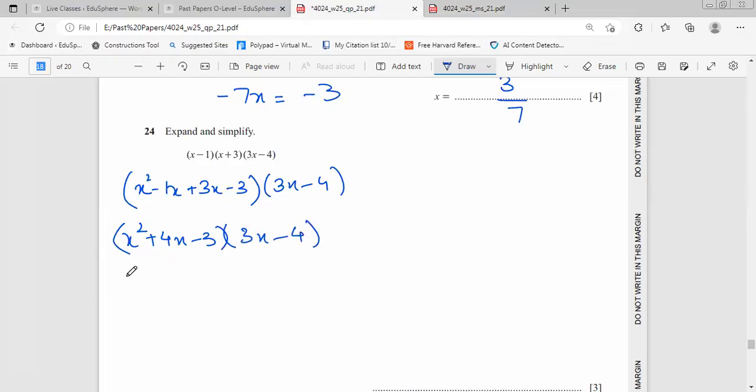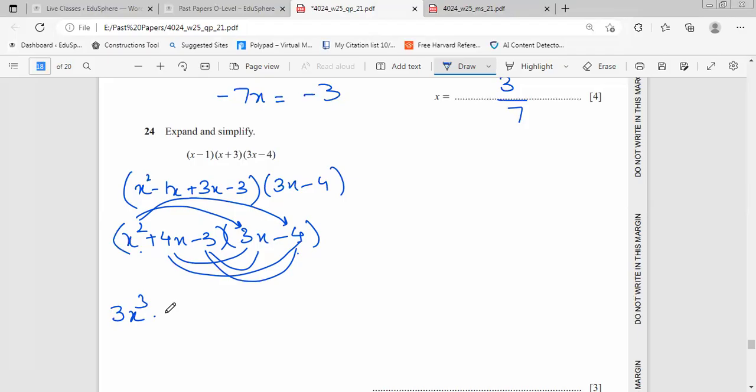Now I have to expand this. So first x squared will multiply with 3x. Then x squared will be multiplied with 4. Same, this with this, this with this, and the third time this with this, and this with this. So x squared with 3x, we get 3x cubed.